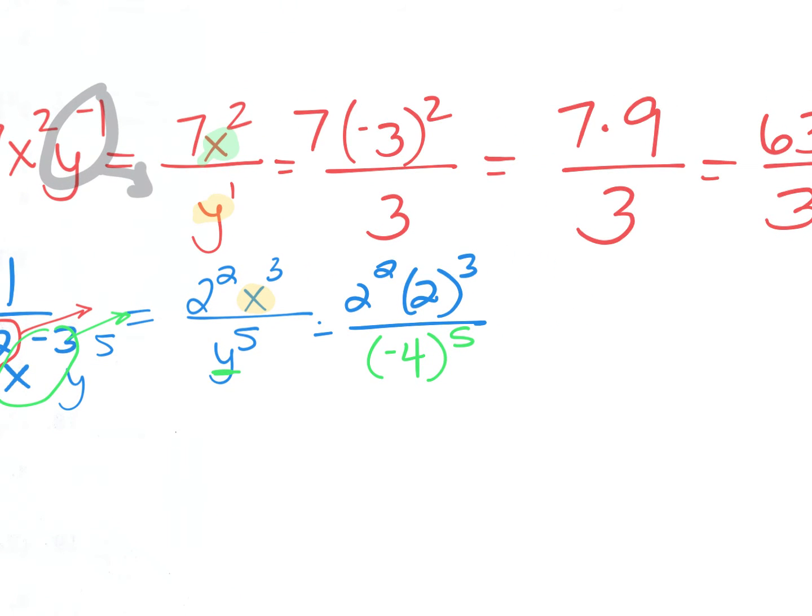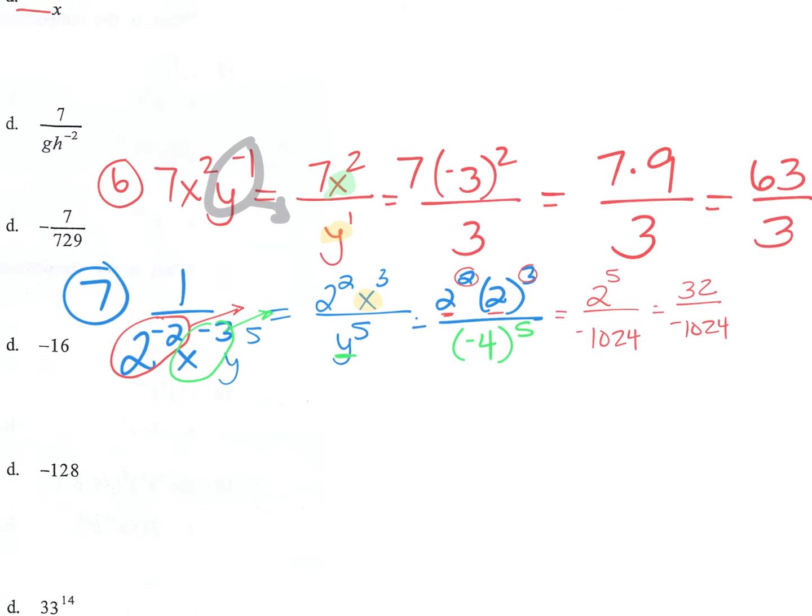Now what some students did is they saw a 2 and a 2, same base, so they added those exponents, and we can do that. 2 plus 3 gives me 2 to the 5th. In your calculator, when we do negative 4 to the power of 5, we get negative 1,024. 2 to the 5th is really 32.